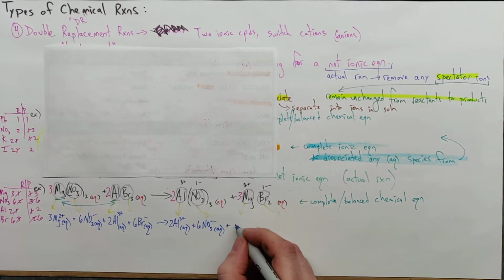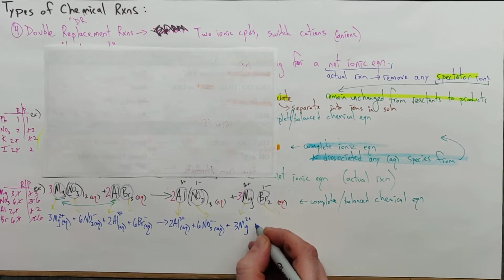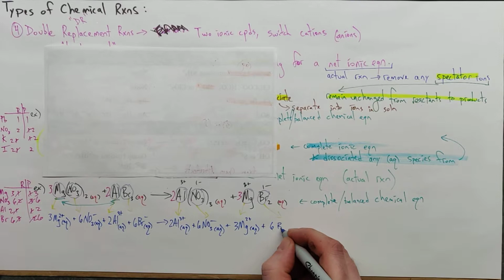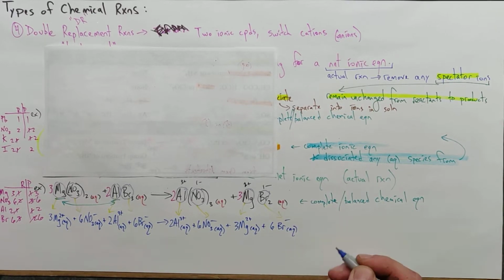And now we've got our 3 magnesium ions, and 2 times 3 is 6 bromide ions. All right, so that is our stuff. We need to just address a couple things.